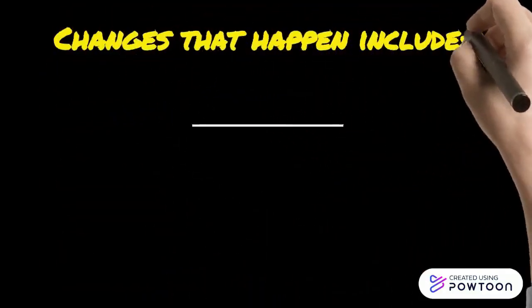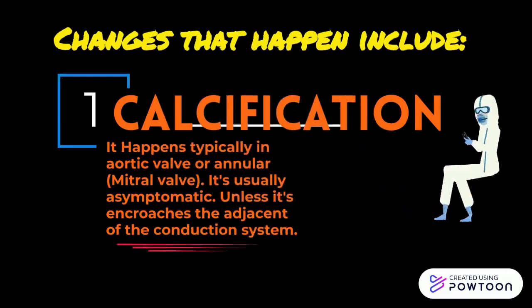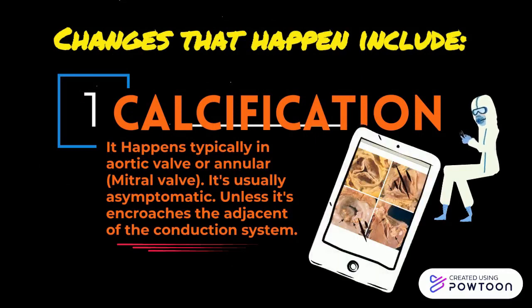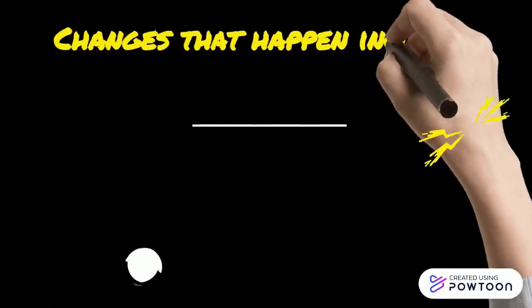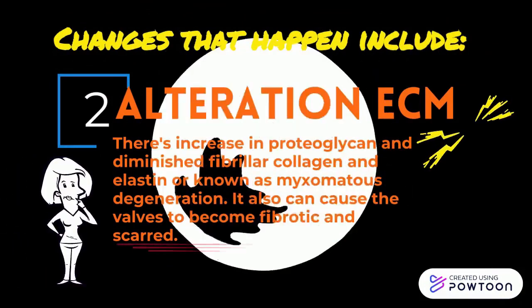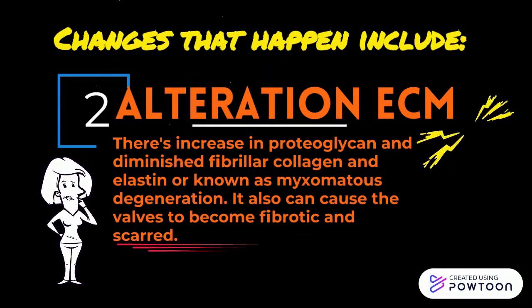The changes that could happen include calcification. It happens typically in the aortic valve or the annular mitral valve. It is usually asymptomatic unless it encroaches on the adjacent conduction system. Secondly, alterations of the ECM. There is an increase in proteoglycans and diminished fibrillar collagens and elastins, known as myxomatous degeneration. It can also cause the valve to become fibrotic and scarred.